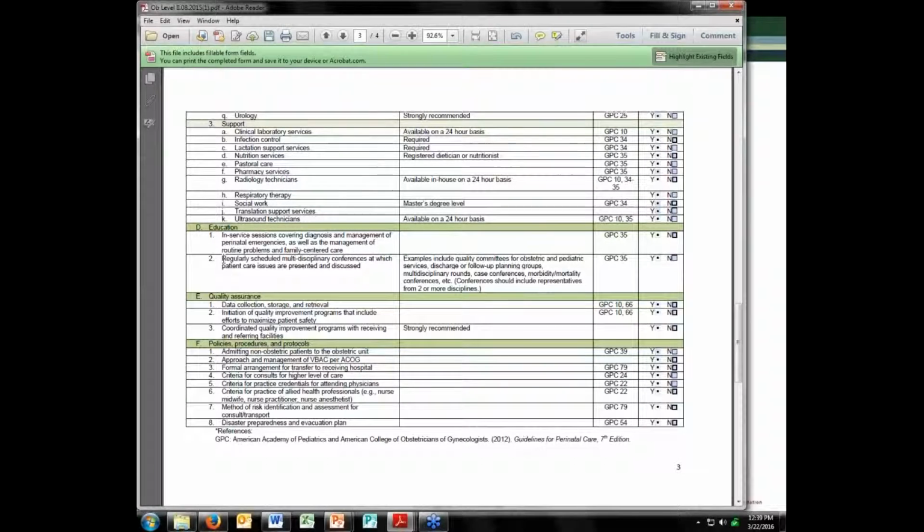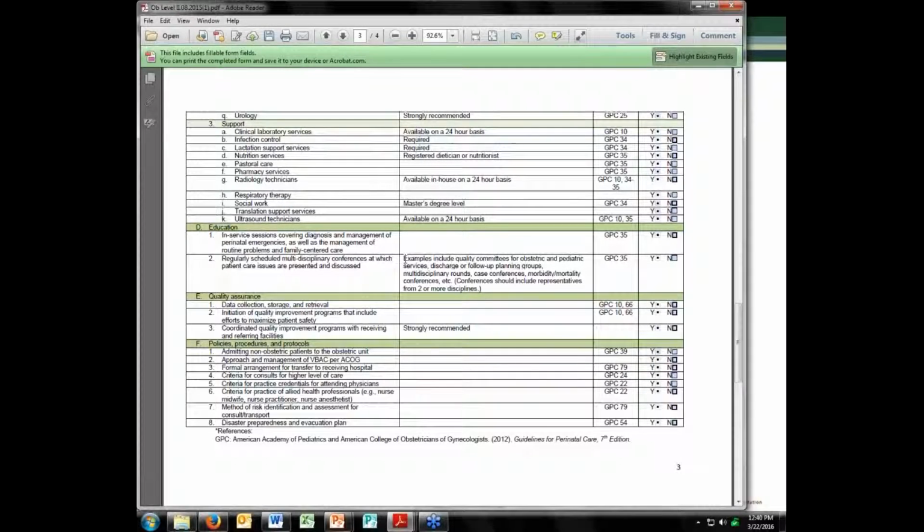You see here, under education, it says regularly scheduled multidisciplinary conferences at which patient care issues are presented and discussed. AAP and ACOG do not go into a lot of details about how this should be accomplished. So what the levels of care review team did was took a look at how this particular criteria could be met. And we decided that there are a lot of different ways that people do this, perhaps without even realizing it. It can be the quality committees for obstetric and pediatric services. It could be the discharge or follow-up planning groups, multidisciplinary rounds, case conferences, the M&M conferences. So there are a lot of different ways that this particular criteria can be met.